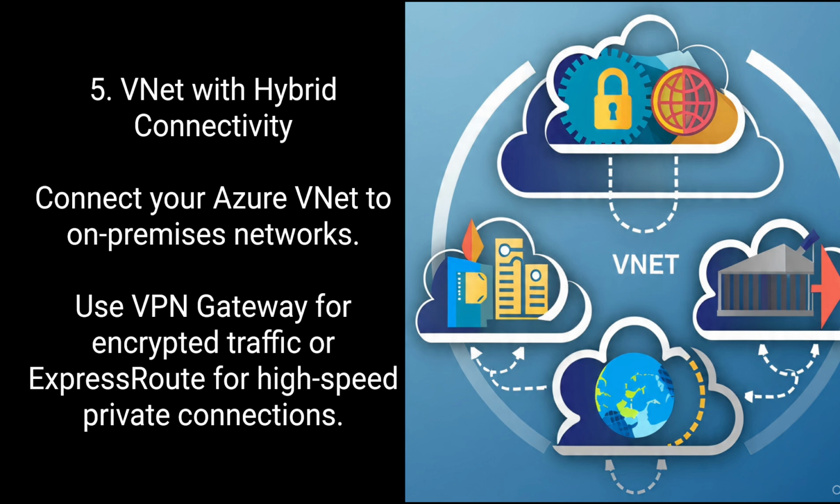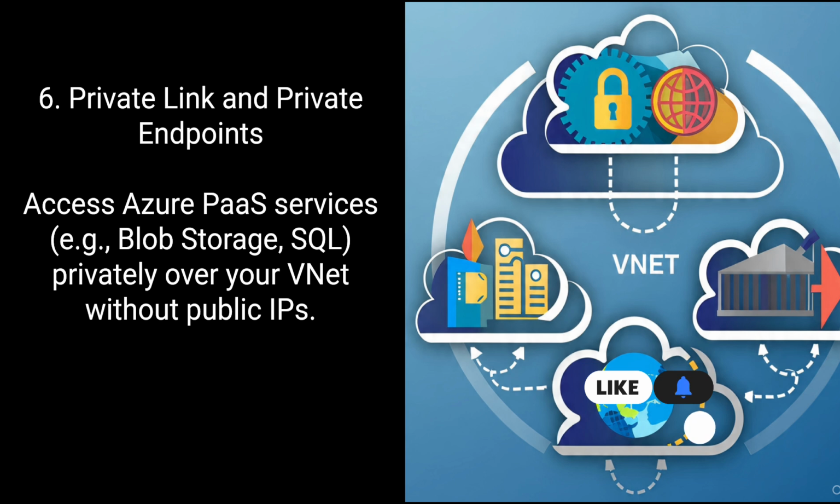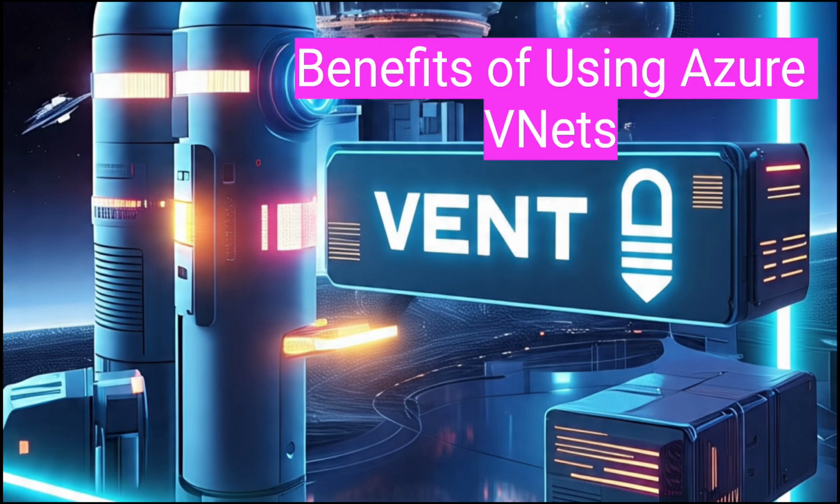5. VNet with hybrid connectivity. Connect your Azure VNet to on-premises networks. Use VPN gateway for encrypted traffic or ExpressRoute for high-speed private connections. 6. Private link and private endpoints. Access Azure PaaS services, blob storage, SQL, privately over your VNet without public IPs.